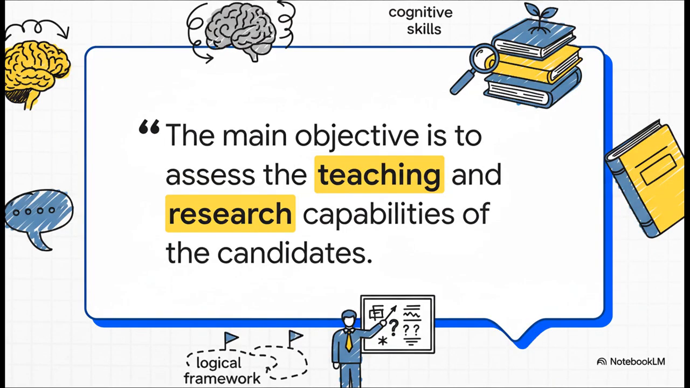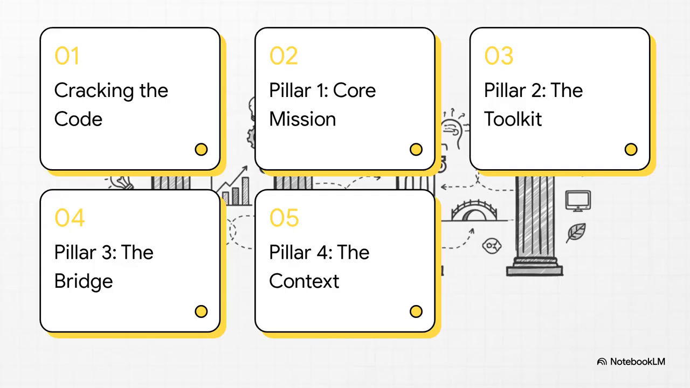To find that structure, we just have to go back to the core purpose. The official syllabus itself tells us the goal: to assess your teaching and research capabilities. This one sentence is the key that unlocks everything. See, it's not just about what you know, it's about building the skills to think, to analyze, and to communicate like a real academic.